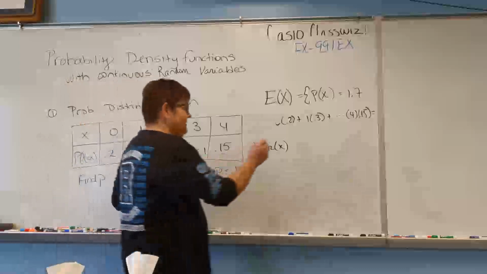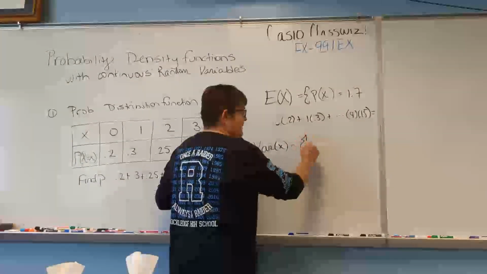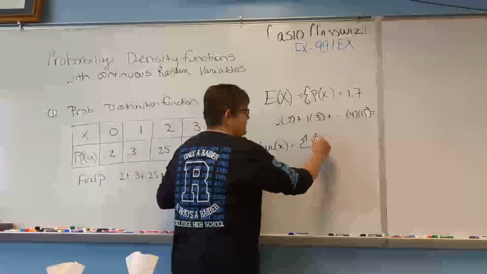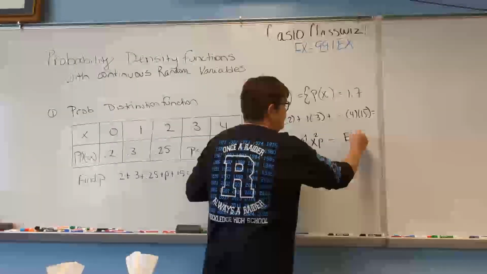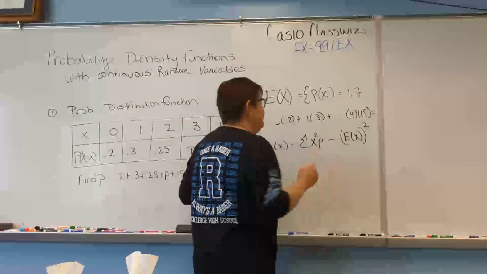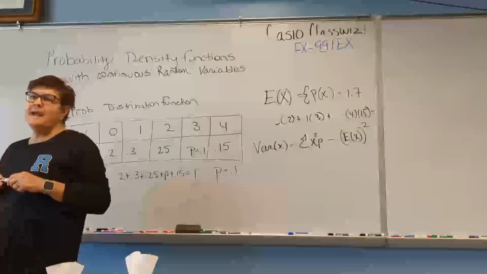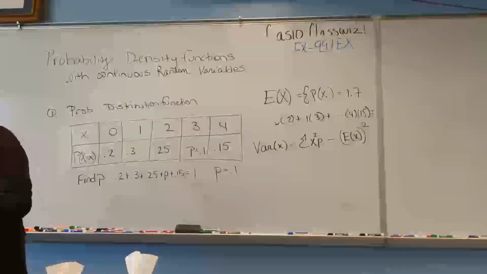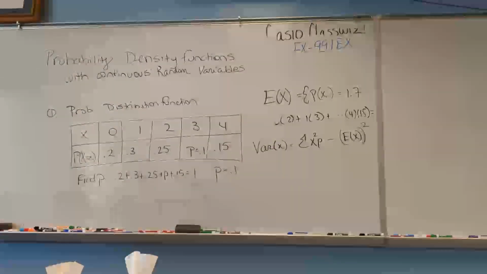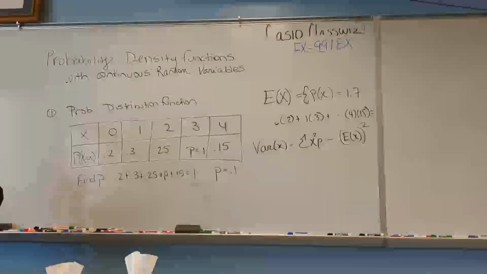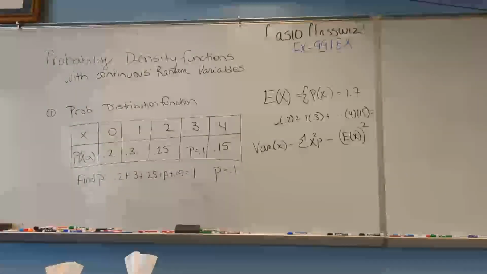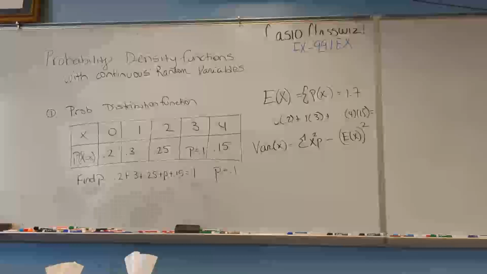So it is this. Let's see if we can remember, if it rings a bell. The x's get squared. We multiply by the probabilities. We add that all up. And then we take the mean that we just found, we square that, and we subtract it from what we just did.